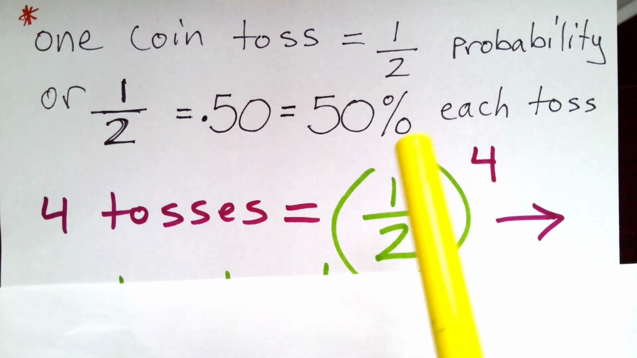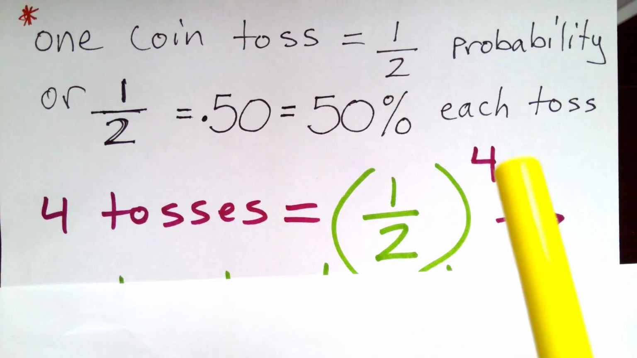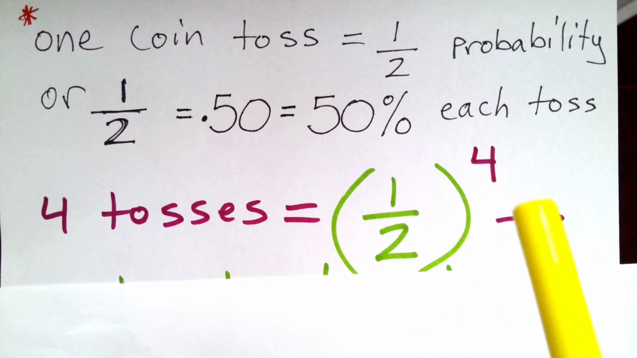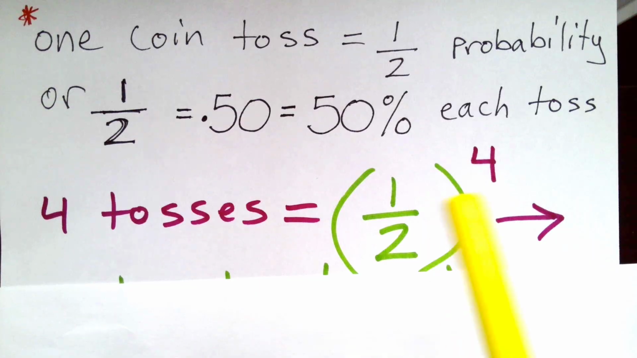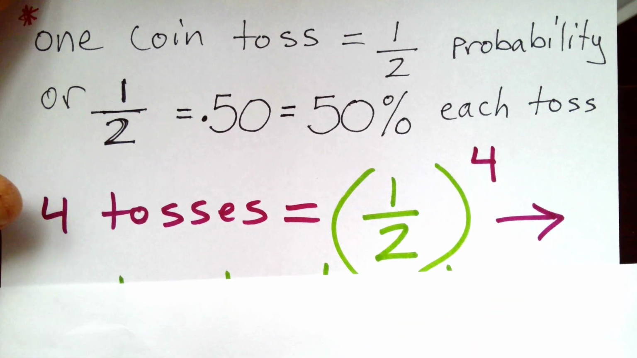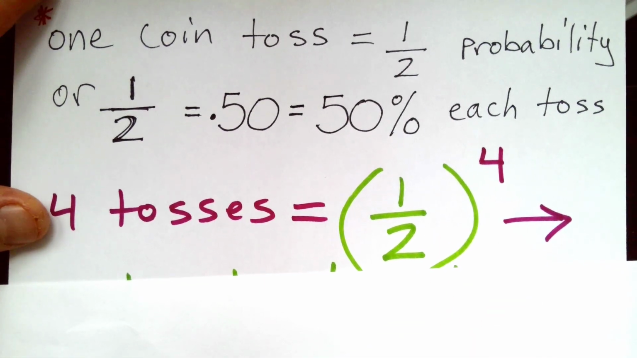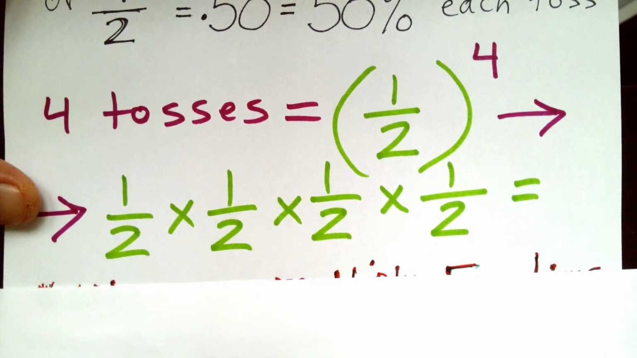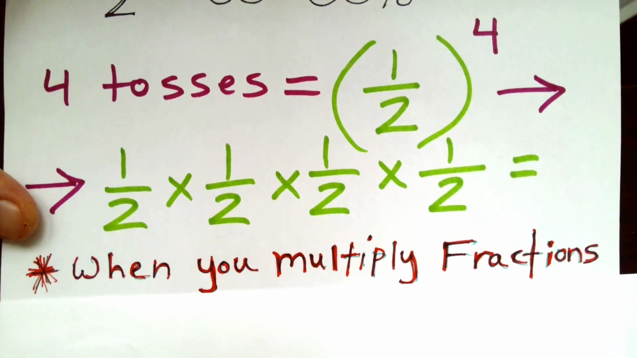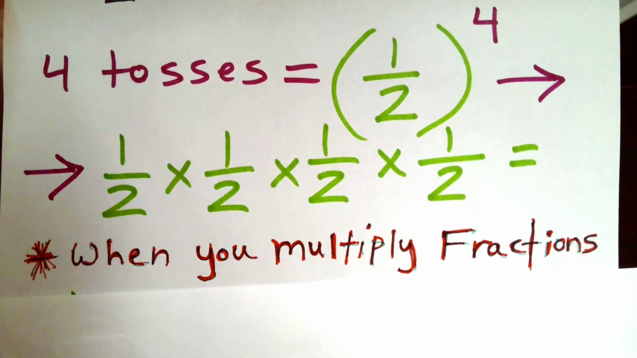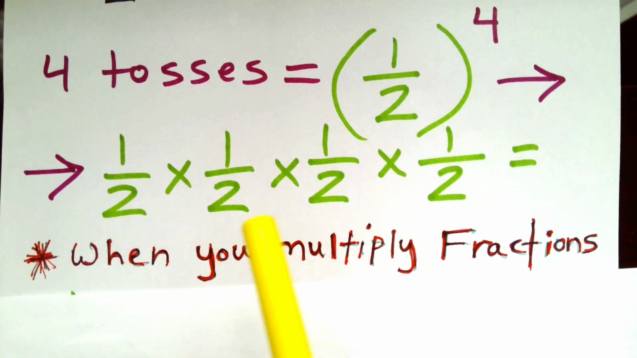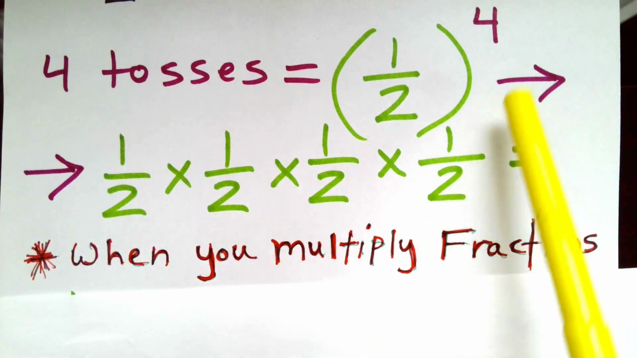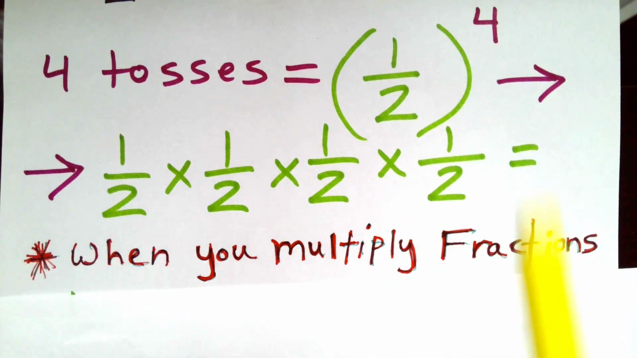Check out my videos on exponents. I made a bunch of videos on exponent rules. I explain what are exponents. That will clarify if this is new to you, okay? So 1/2 times itself 4 times. And that's what you're seeing here down below. All right? 1/2 times 1/2 times 1/2 times 1/2 is equivalent to 1/2 to the 4th power.